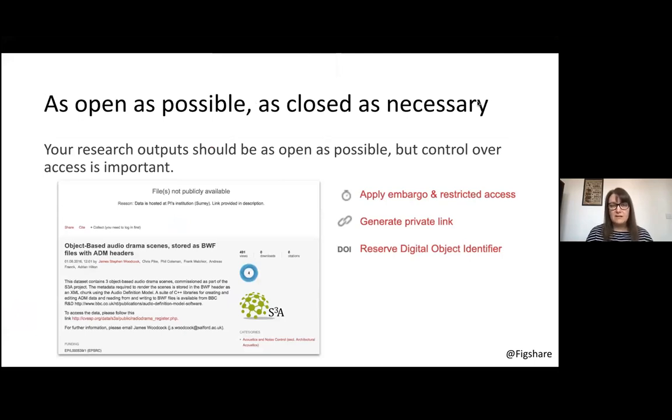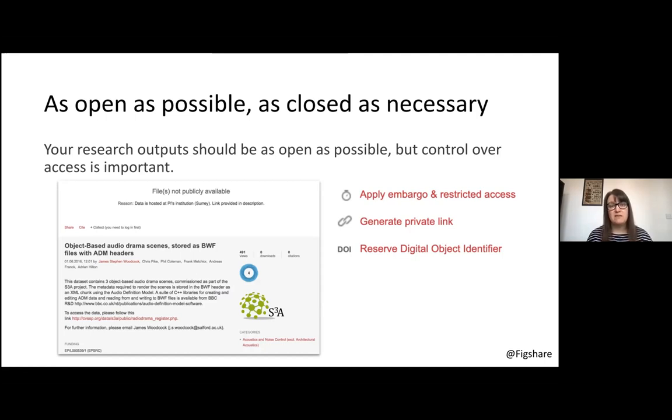So that item that I showed you was openly available. I didn't have to have a login to access it. I didn't have to have a subscription to Figshare, anything like that. So everything that's published on Figshare is openly available. And we tend to go by the phrase "as open as possible, as closed as necessary," which is a very commonly used phrase in data management.